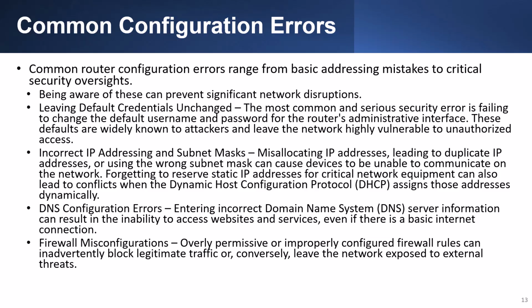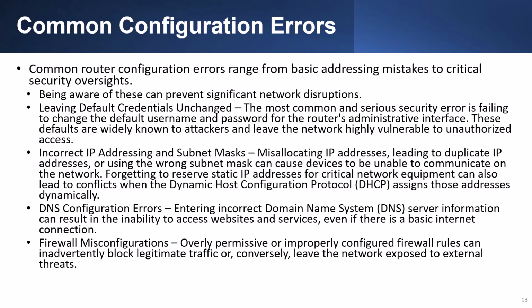Incorrect IP addressing and subnet mask. Misallocating IP addresses, leading to duplicate IP addresses, or using the wrong subnet mask can cause devices to be unable to communicate on the network. Forgetting to reserve static IP addresses for critical network equipment can also lead to conflicts when the Dynamic Host Configuration Protocol, or DHCP, assigns these addresses dynamically. DNS configuration errors. Entering incorrect domain name system server information can result in the inability to access websites and services even if there is a basic internet connection.